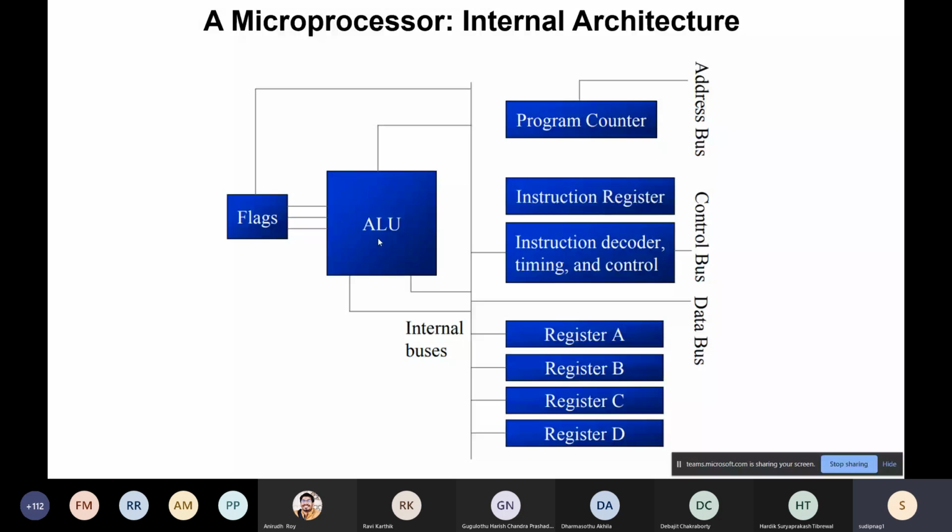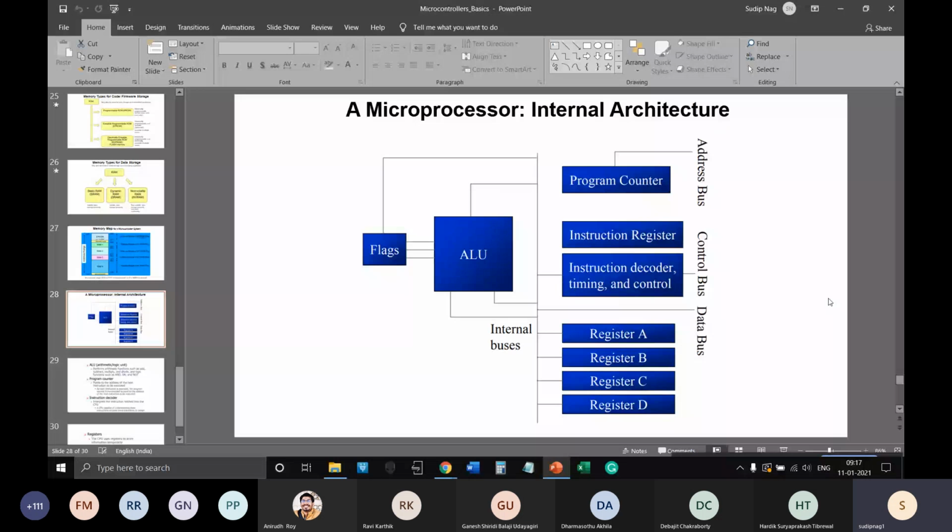Okay, so any questions over here, because this is very important. Sir, is there a difference between registers and RAM? Yes, there is a slight difference between a register and a RAM, which is very marginal but important.